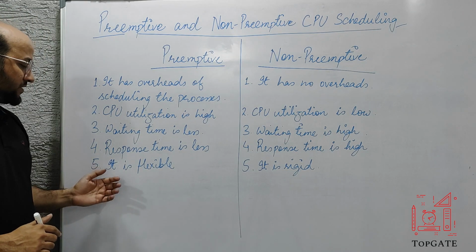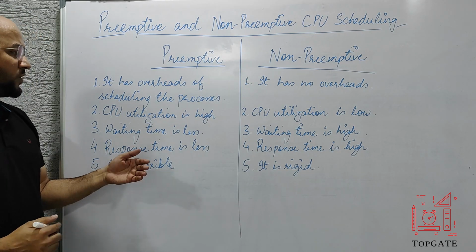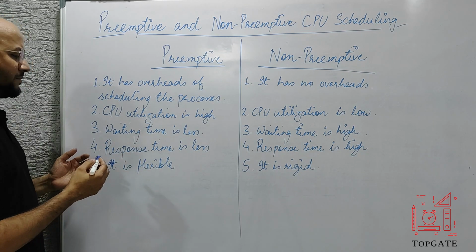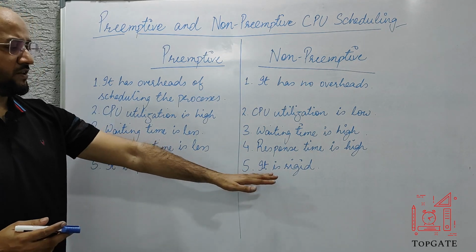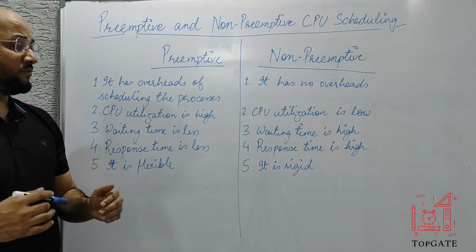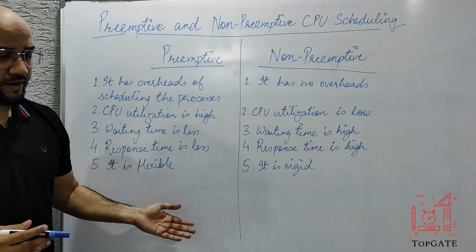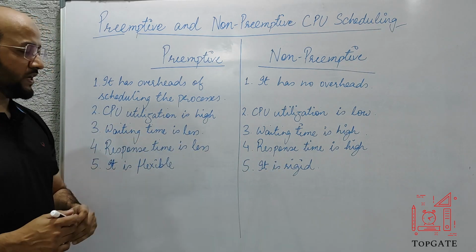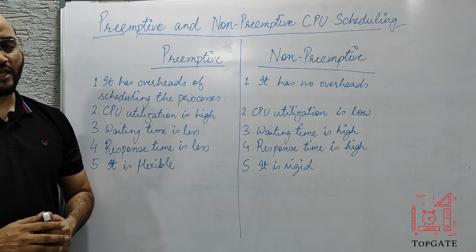And the fifth point says that this algorithm is very flexible. Why flexible? Because we have so many processes to execute, and we are giving time to every process to execute. But in this one, it is very rigid. That is, we are not giving time to every process. Many processes are waiting for their turn, and some are getting executed. So it is very rigid, and this one is very flexible. So I hope this concept is very clear to you now. Thank you so much.